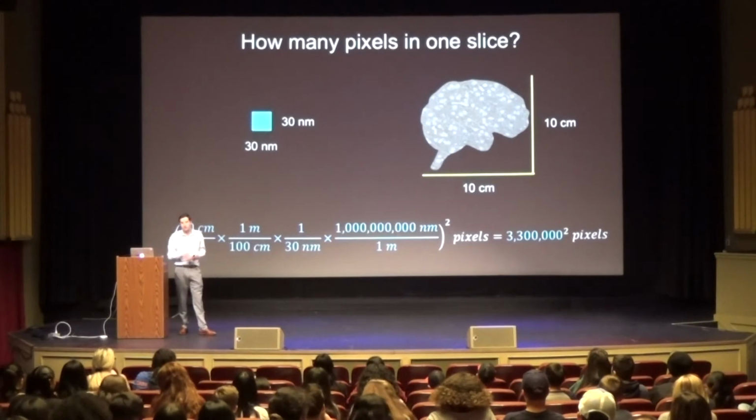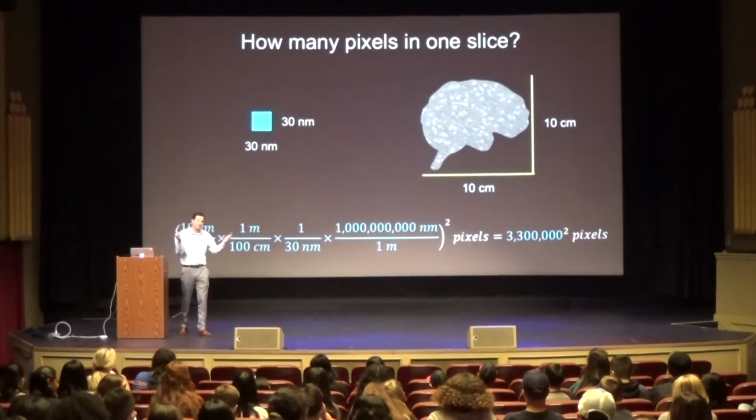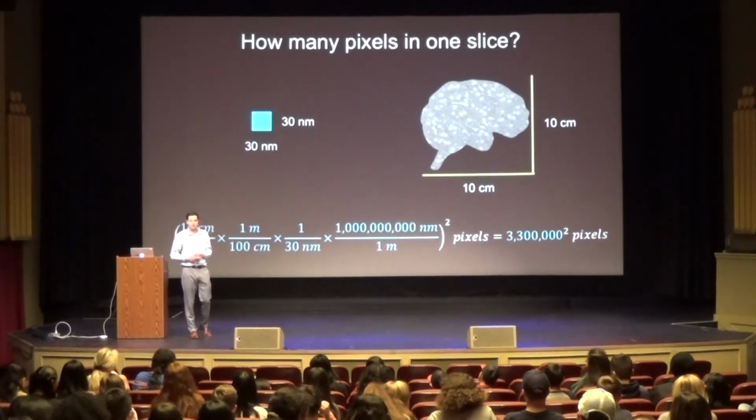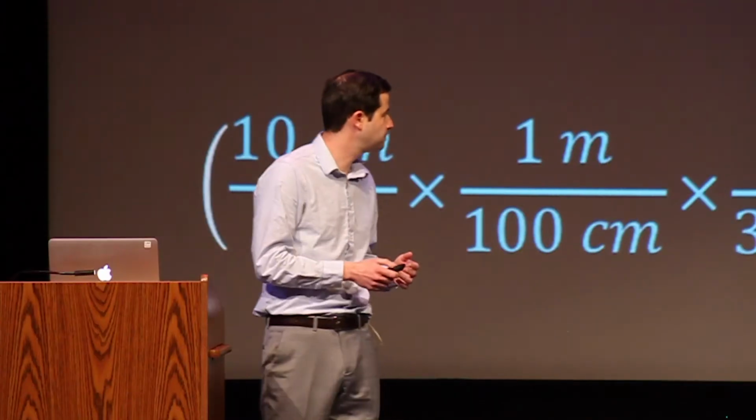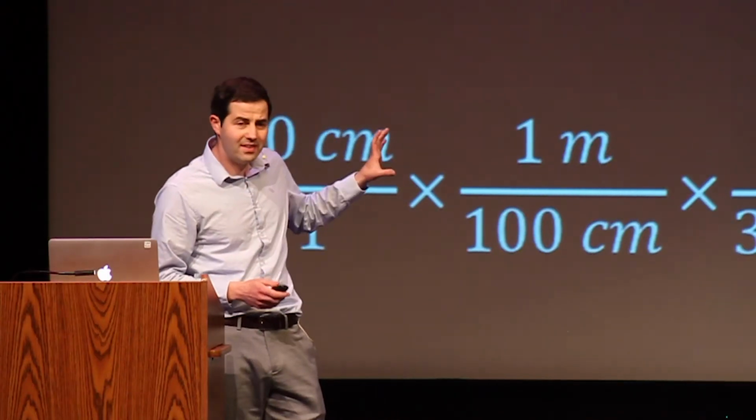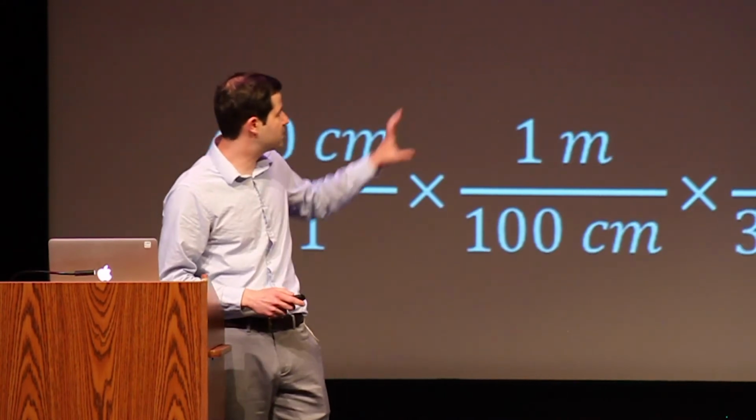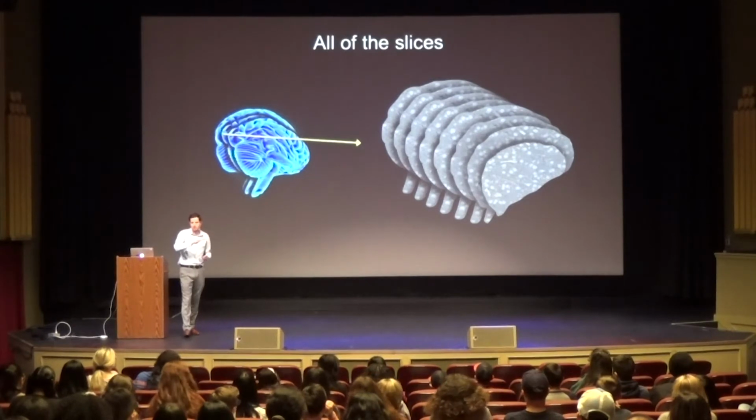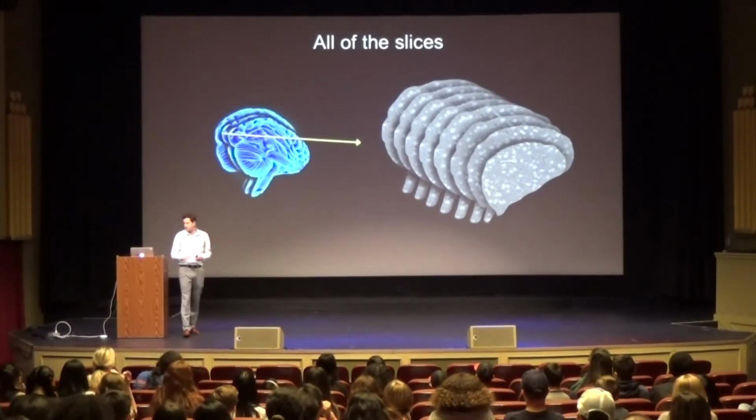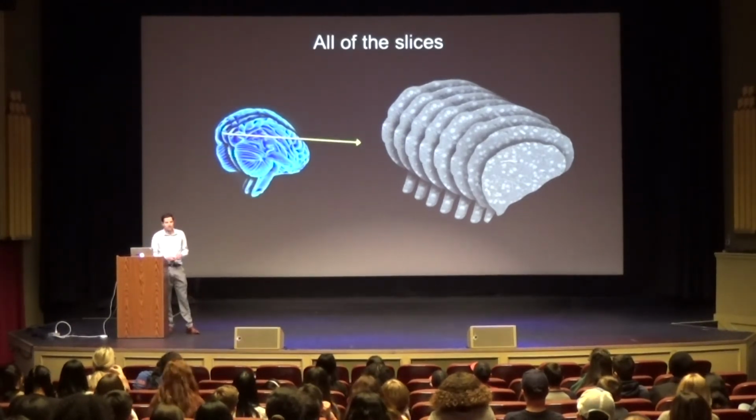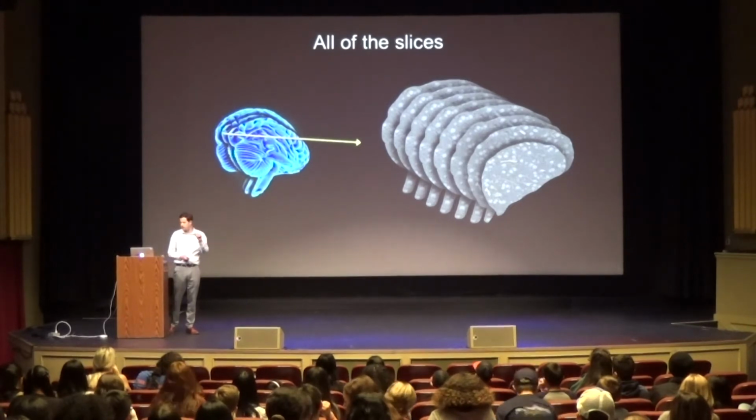That's about as many pixels as in the cat image, or any typical image that you might take with your cell phone camera. Now, in the entire image, we have to square that. So it's about 3 million squared pixels in the entire image. But we have many images. We have many slices of the brain, each slice being 30 nanometers thick.